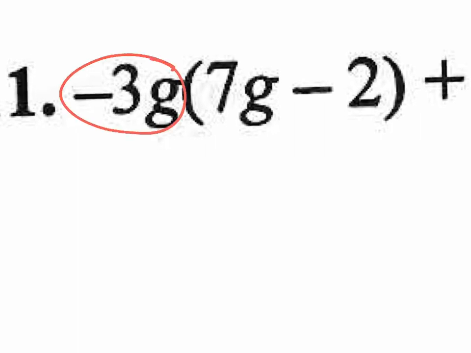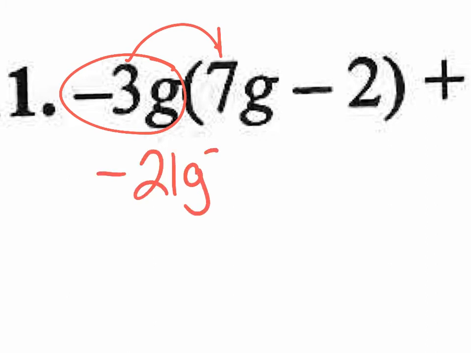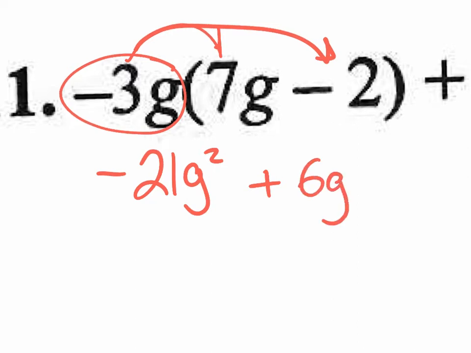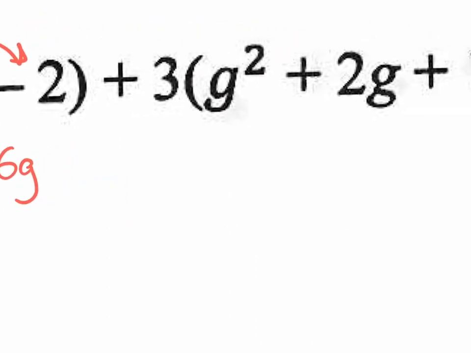Okay, so we're going to distribute first. And we're going to go to each item and distribute one piece at a time. So I'm going to go negative 3g times 7g. What do I get? Negative 21g squared. And then negative 3g times negative 2. Negative times a negative? Positive. Positive what? 6g. Perfect.